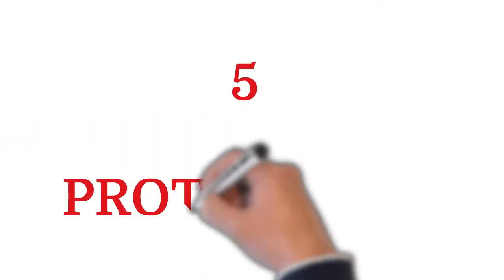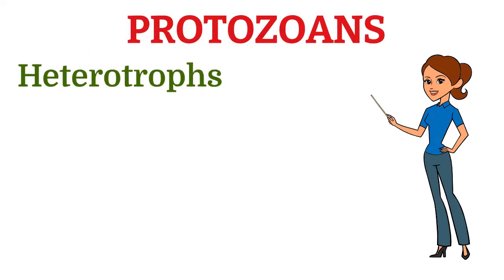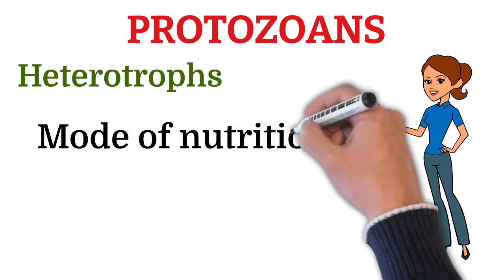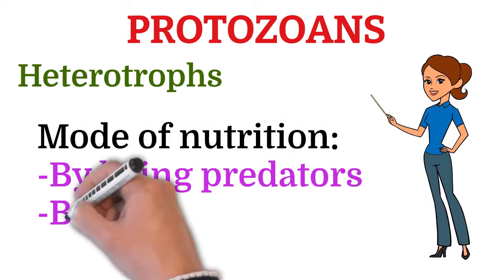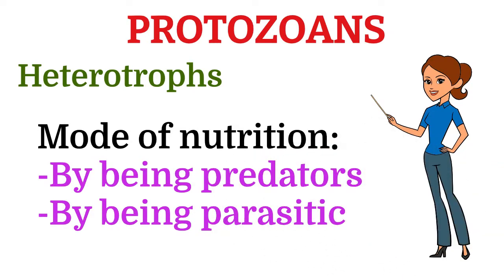Now the last member, that is protozoans. Protozoans are heterotrophs. They get their nutrition either by being predators, that is, they eat other organisms as their food, or by being parasitic, that is, they get nutrition from organisms of species other than them.